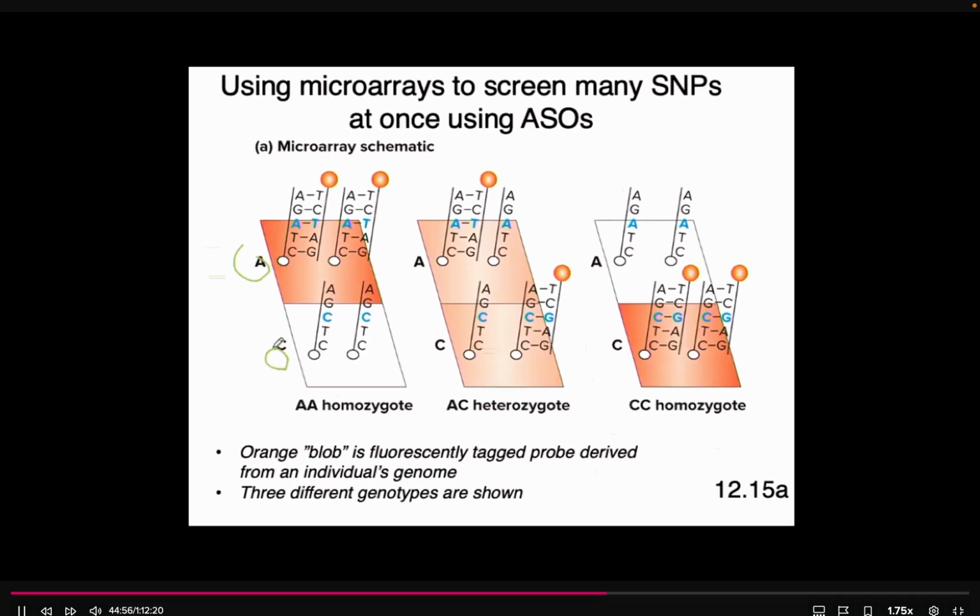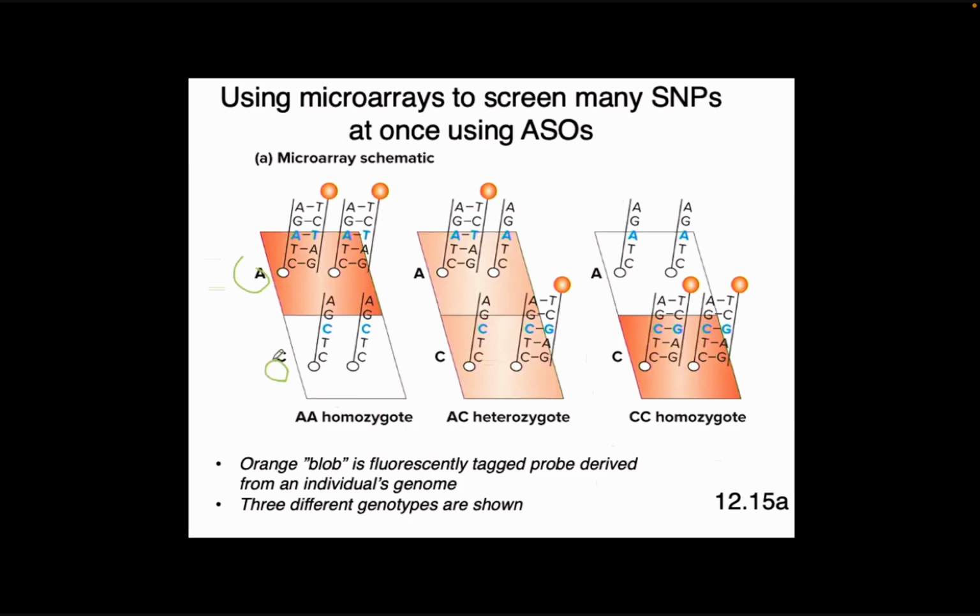So what we're going to do is design an oligonucleotide that has either the A or the C in it. And we're going to fasten that oligonucleotide to a matrix, like a glass block. The top panel here is showing you two copies of that primer anchored onto the glass slide, and you notice that they both have an A.